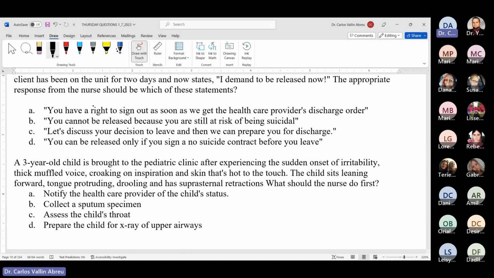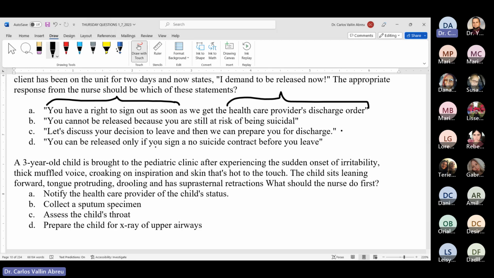So they are given the right of leaving, but they are conditioning the discharge, the leaving, to the approval of the healthcare provider. You need to understand it. Remember that the best strategy is to understand what you're reading. The second option says, you cannot be released because you are still at risk of being suicidal. Another option: let's discuss your decision to leave, and then we can prepare you for discharge.